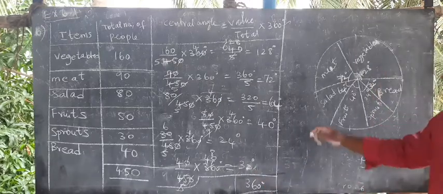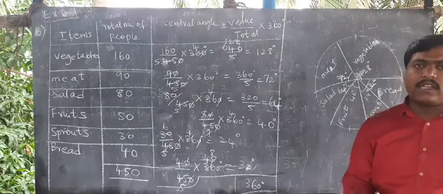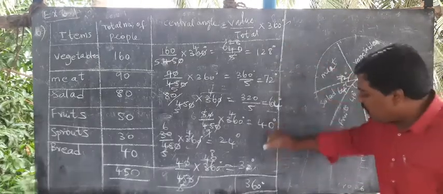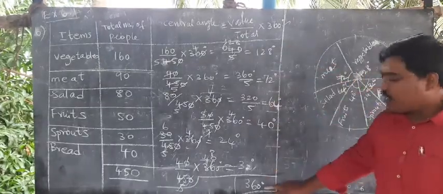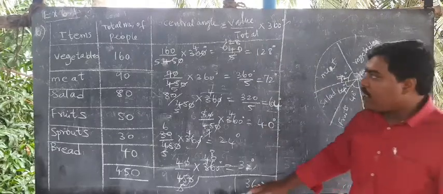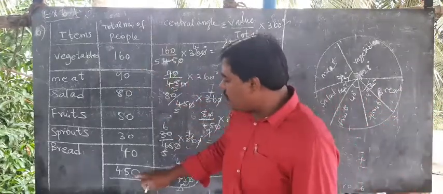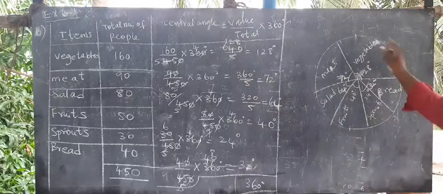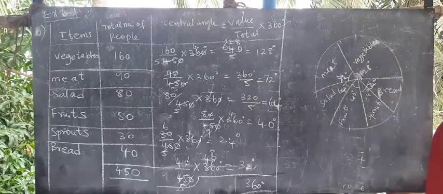So how do we check whether your answer is correct or not? We have to add the angles. We always get 360 degree, and also the total of 450. You have to draw this diagram. You get the answer clearly. Thank you.